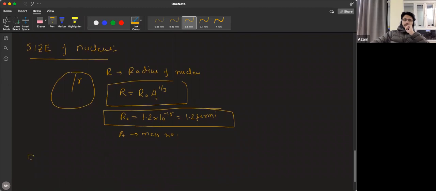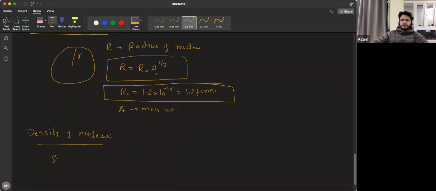After size of nucleus, the next term is the density of nucleus. How do we calculate density? Density is just the ratio of mass of body and volume. So how to calculate the mass of nucleus? We know that nucleus consists of neutrons and protons. Although masses of neutrons and protons are not exactly equal, there is only a very minor difference. So for the sake of this type of calculation, we are assuming that mass of neutron and mass of proton is almost the same.